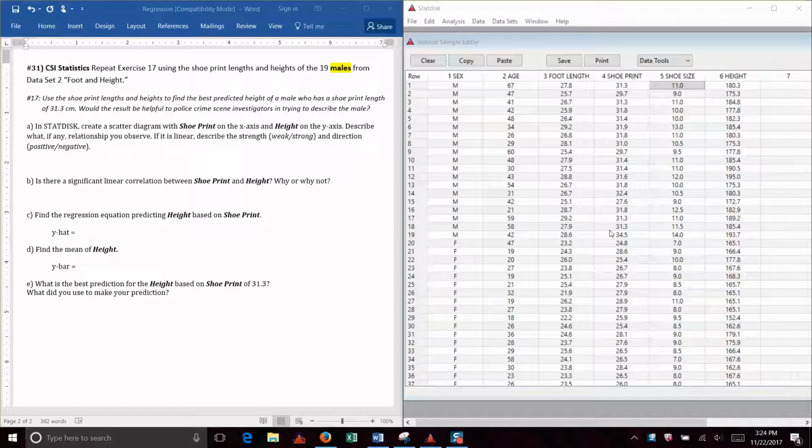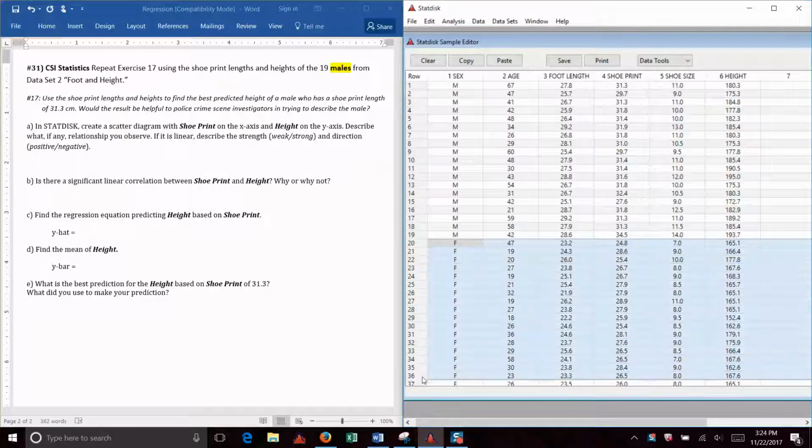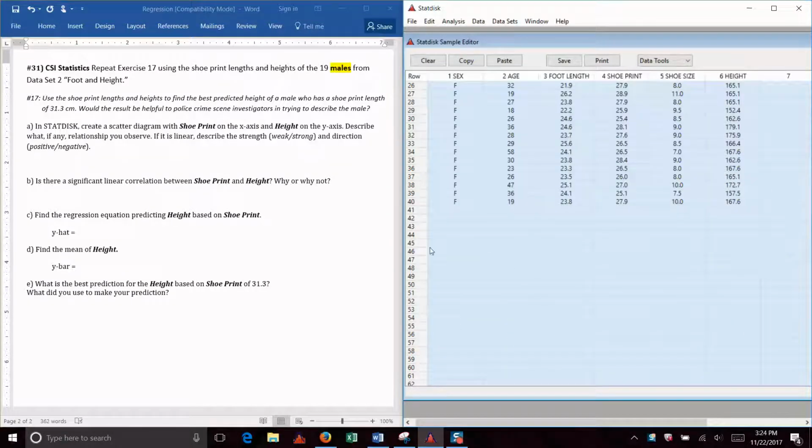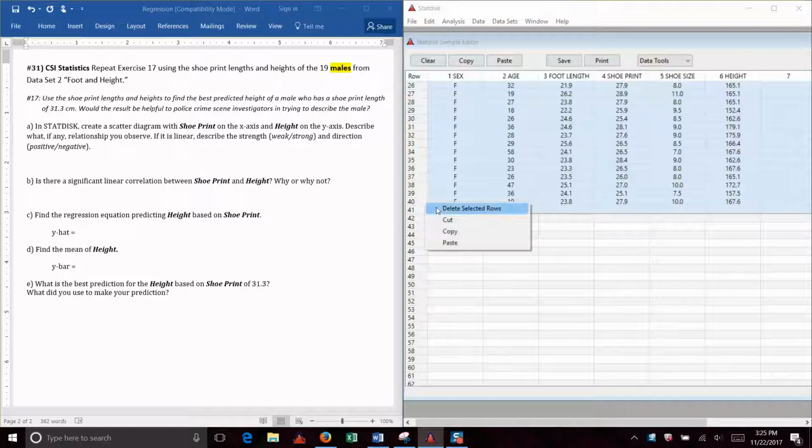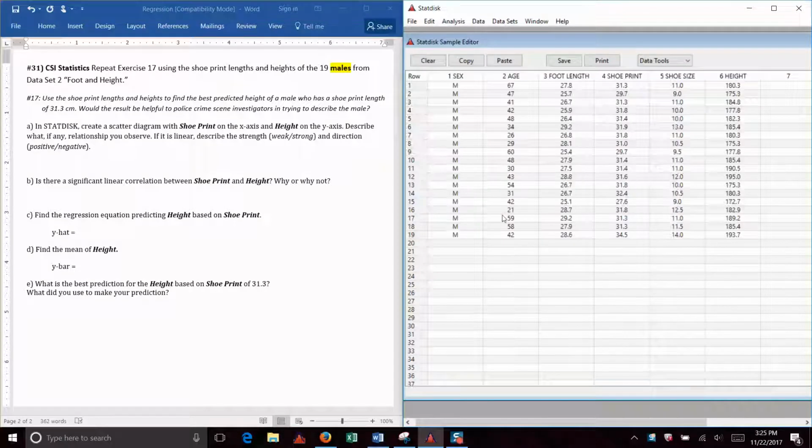Here we're asked about what is the best prediction for height based on shoe print length. And what we're asked to do this for is for the 19 males in the data set. The original data set contains females. Fortunately, it's already sorted for us. So what we're going to need to do first is get rid of all the data on females.